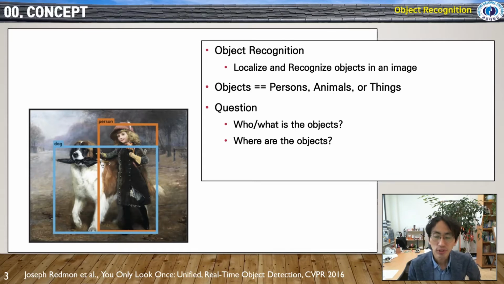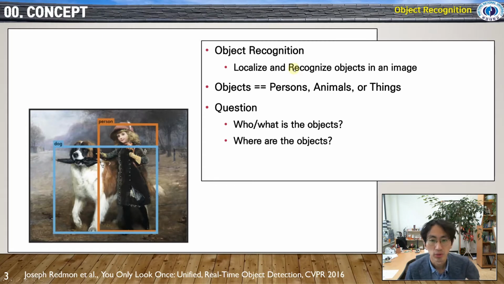First, you need to understand what object recognition is. Object recognition is to localize and recognize objects in an image. Localizing means that we need to know where the object is. So, okay, there is an object here. Okay, there is another object here. That is the localization. We need to know the x and y coordinates and the width and height. That is localizing.